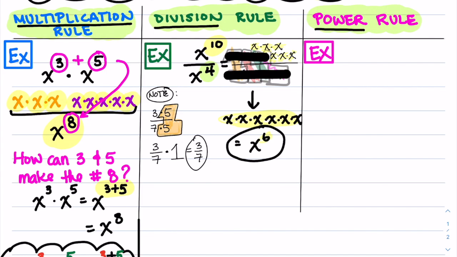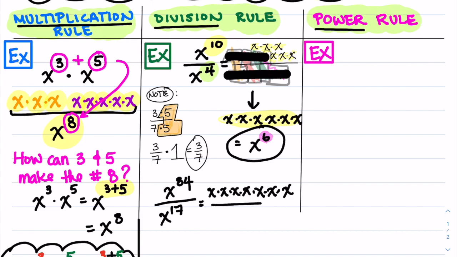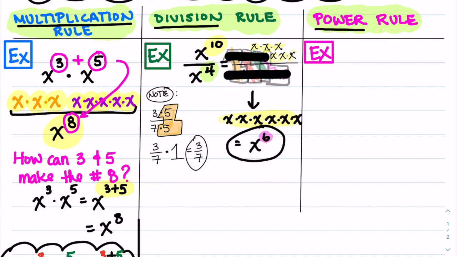And of course, we should ask ourselves, okay, cool, but let's say that I had something like x to the 84th over x to the 17th. Am I seriously going to sit there and go x times x times x times x? No, that's going to take way too long. You're going to spend more time writing x's than you are solving the actual problem. So let's see if we can find a shortcut.